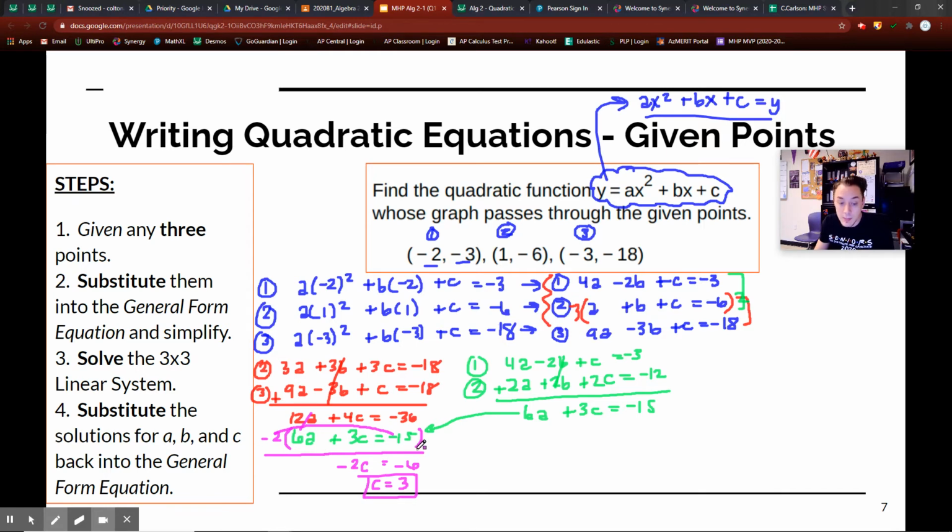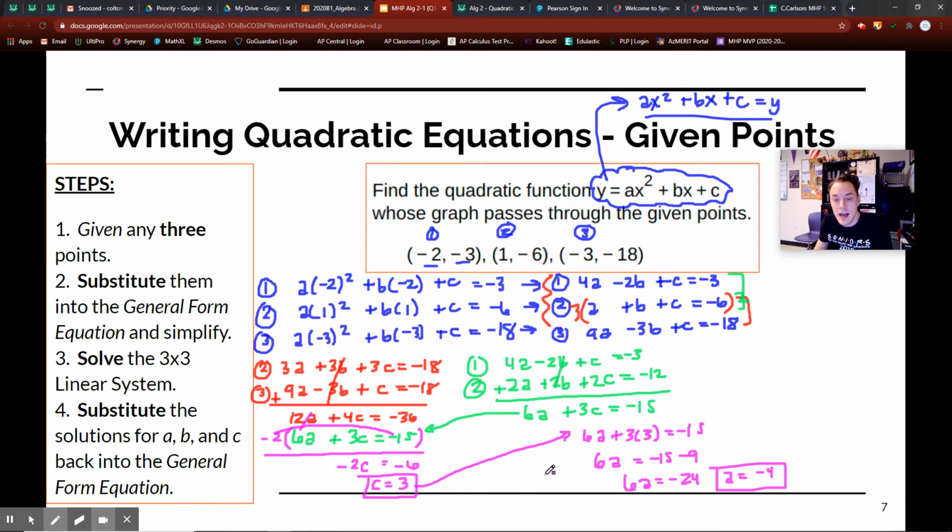Perfect. So I got my c value. Now I need to plug it back in. I'm going to just plug it back in for here. So let's just find my a. So 6a plus 3 times 3 equals negative 15. This is 6a, and then this equals negative 15 minus 9. And so 6a equals negative 24. And so that means a equals negative 4. Okay? Perfect. All right. So now I got a, I got c.